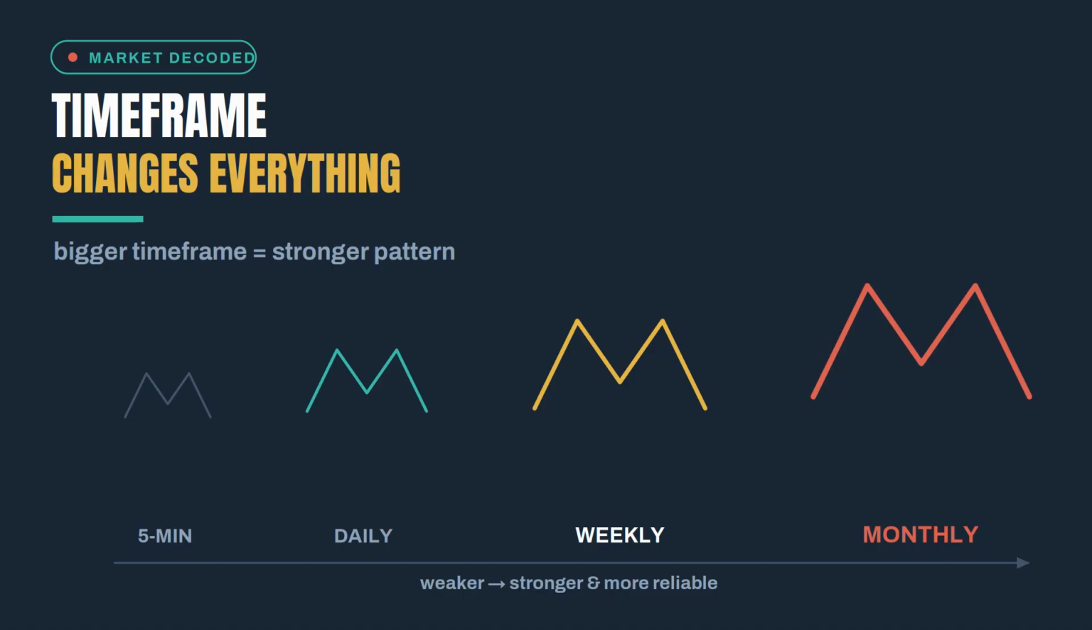So the rule is simple. A monthly or weekly double top carries far more weight than a daily one, and a daily one carries far more than an intraday blip. When you spot the pattern, always ask first, on what time frame? Because that single question tells you how seriously to take it.